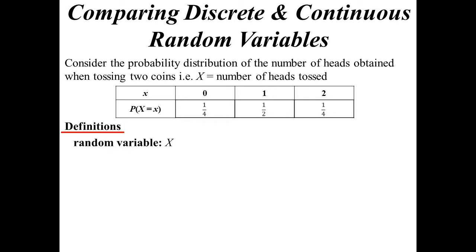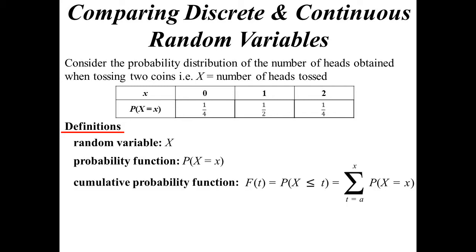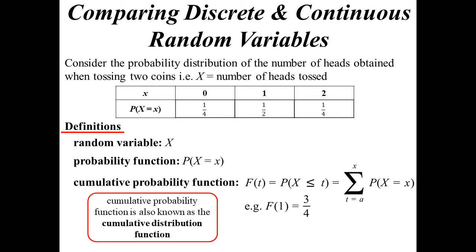So some definitions. Remember, for random variable X, our probability function is P(X = x). Now, the cumulative probability function, which I've called capital F(t) there, would be the probability that X is less than or equal to t, because it's cumulative, so it starts at some point and ends at whatever t is. So it's the sum from a to t of our probability. For instance, F(1), our cumulative function, would equal 3/4, because up to that point we have a quarter plus a half, 3/4. Another name for it is the cumulative distribution function.